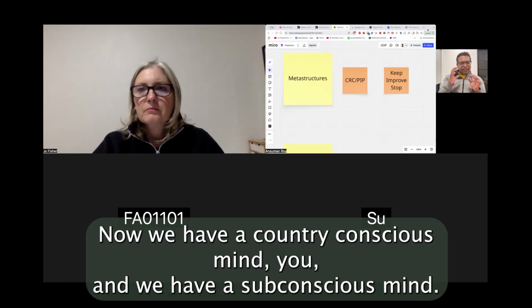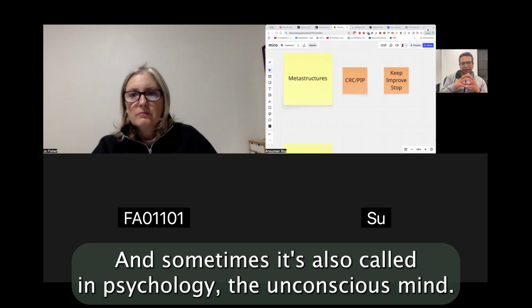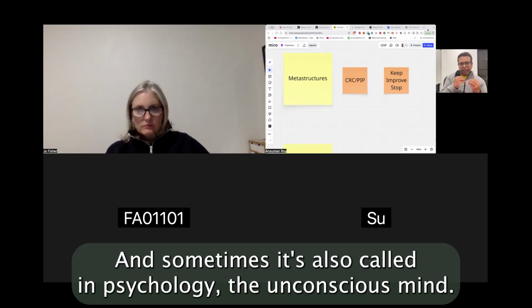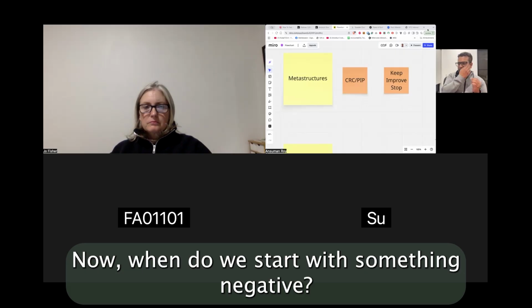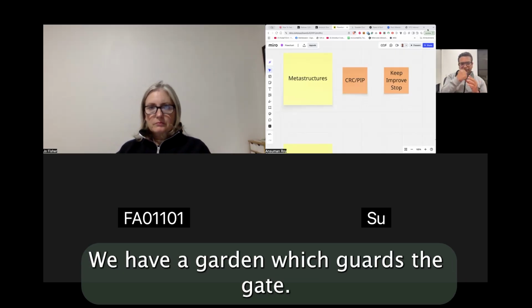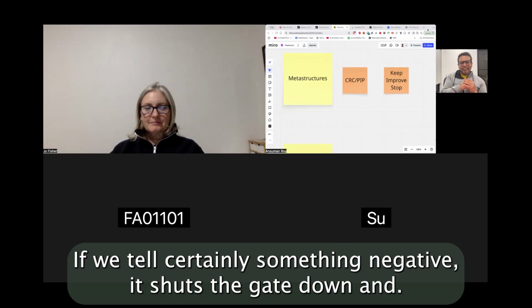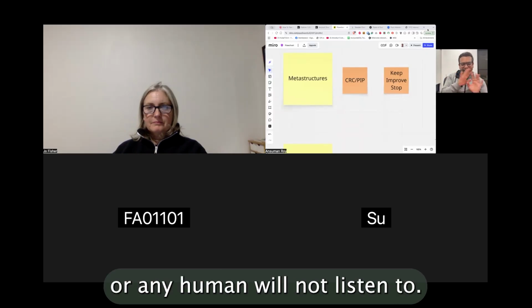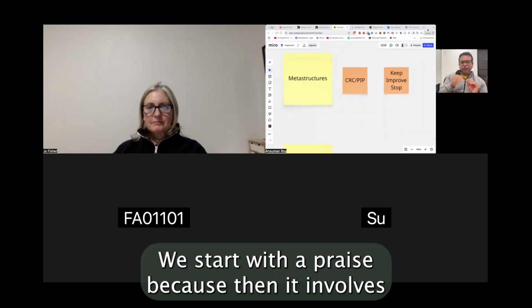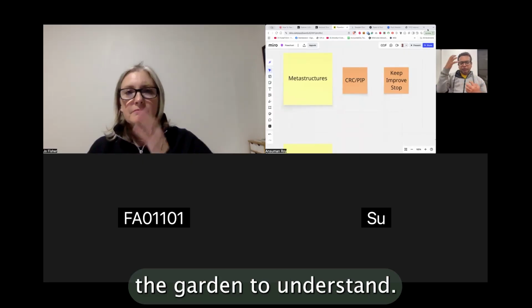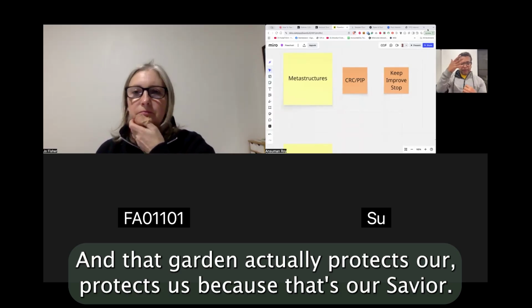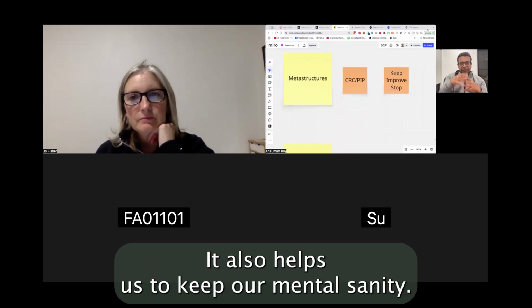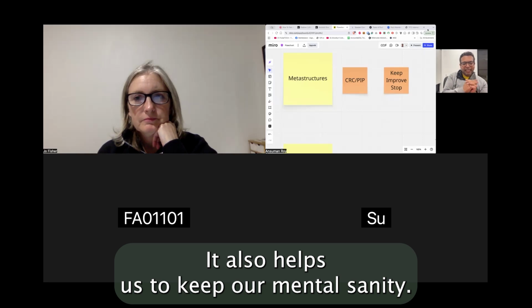Now, we have a conscious mind and we have a subconscious mind, and sometimes in psychology it's also called the unconscious mind. When we start with something negative, we have a guardian which guards the gate. If we tell something negative, it shuts the gate down, and after that, whatever we tell, the speaker or any human will not listen to. We start with a praise because then it involves the guardian to understand, and that guardian actually protects us because that's our savior. It also helps us to keep our mental sanity.